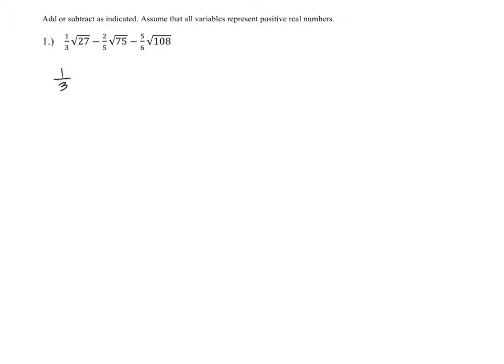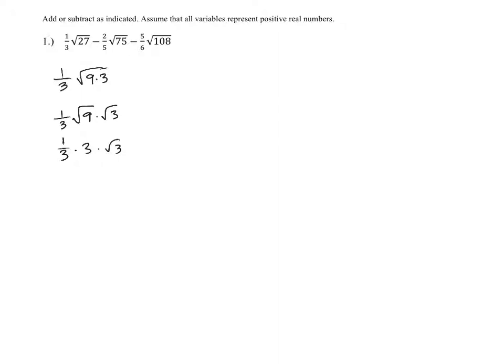Well, 27 is not a perfect square, but if we rewrote 27 as a product of 9 times 3, then that would be great, because when you have a square root of a multiplication problem, you can take the square root of each of those factors separately. The square root of 9 is a perfect square. That simplifies to 3.